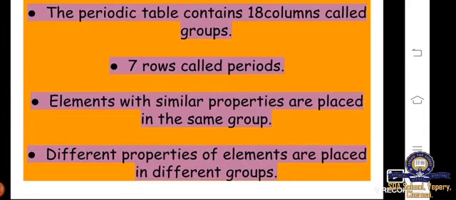The periodic table contains 18 columns called groups and 7 rows called periods. Elements with similar properties are placed in the same group. Similar means same properties. If they have the same physical and chemical properties, they are placed in the same group. Different properties means they are placed in a different group. So obviously we have 18 groups and 7 periods in the periodic table.